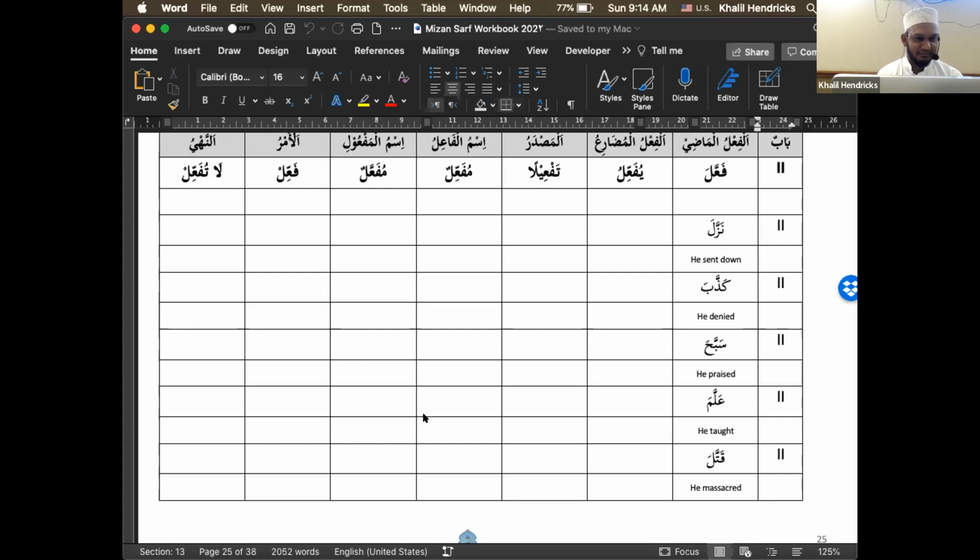mufa'ilun mufa'alun fa'ilun la taf'ilun la tufa'ilun. So, mashallah, well done. Just the only thing is don't put the tanween at the end there. So it's fa'ala, not fa'alan. And you fa'ilu. Okay, excellent, mashallah.